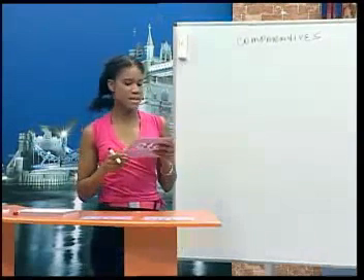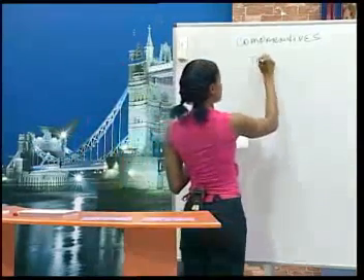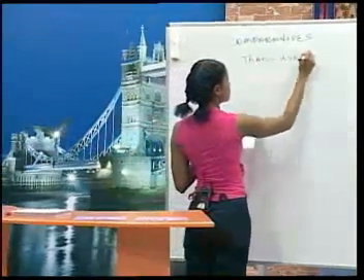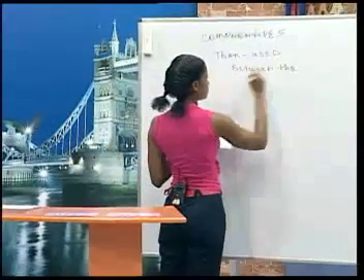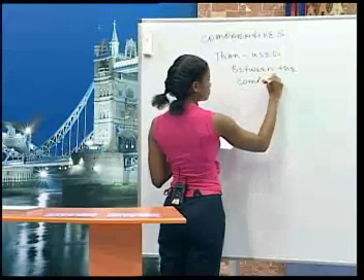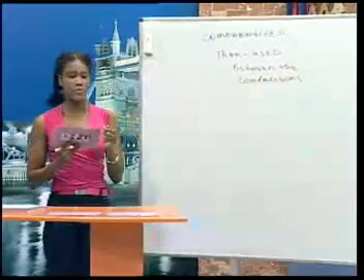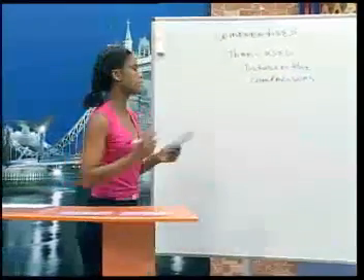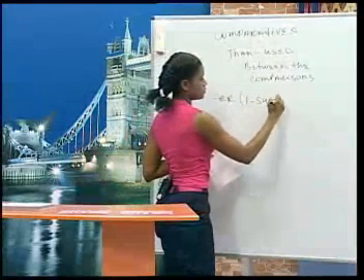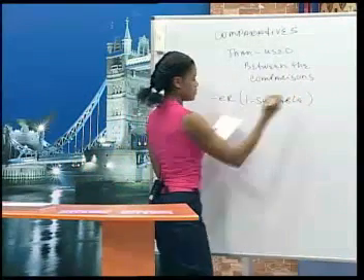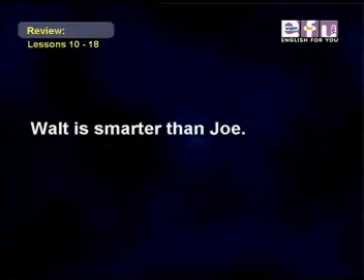There are many rules when making a sentence in the comparative form. And than is used between the objects. Okay, remember for one syllable adjectives, we add ER to the end. For example, Walt is smarter than Joe.